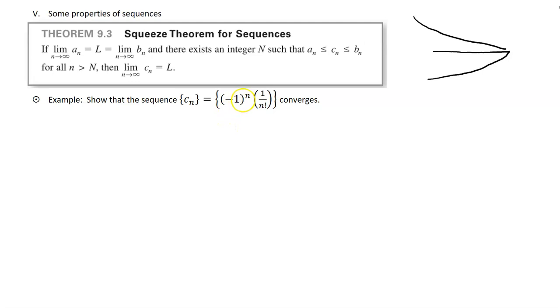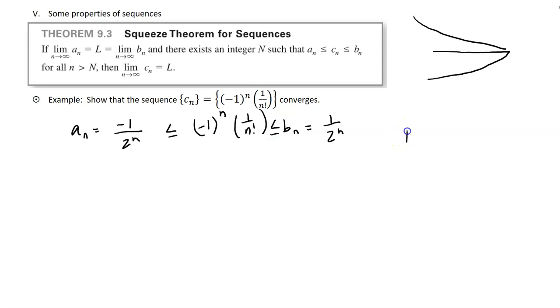So with this example, we've got negative 1 to the nth power times 1 over n factorial. If you let that be your c sub n, and you let your a sub n be negative 1 over 2 to the nth power, and you let your b sub n be 1 over 2 to the nth power, then you can show pretty easily that c sub n is between those two. And the way that you would verify that, obviously, you're going to have the negative, positive on either side of that.